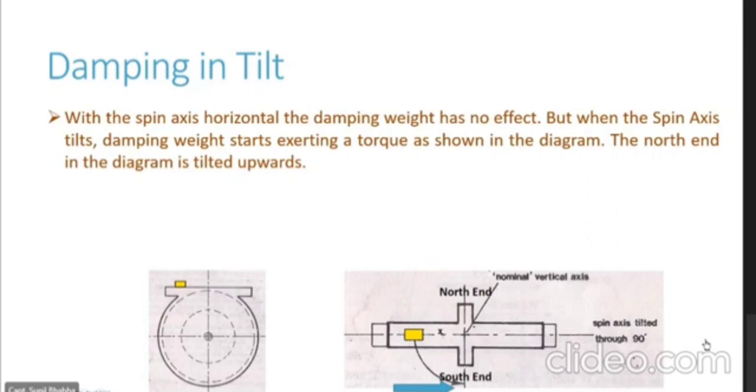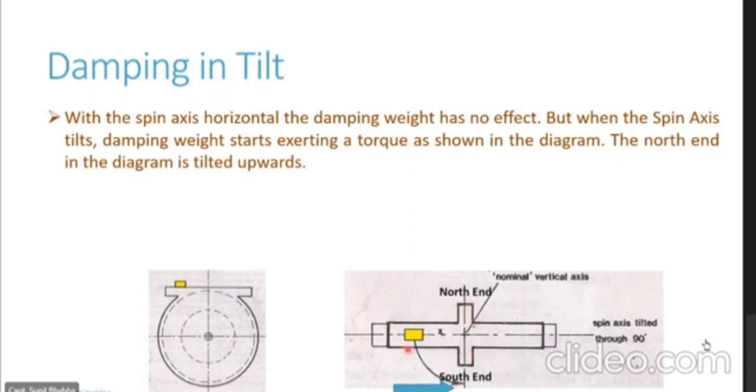Now, to understand the effect of this particular force, let me take you to diagram number one. So we will see how this force acts on the south end of the spin axis and what it results in. The spin axis is tilted up and down only. But just to understand the effect of the force, we will now draw this force in the left hand side diagram, diagram number one, and we will be very easily able to find out how this force affects our spin axis.